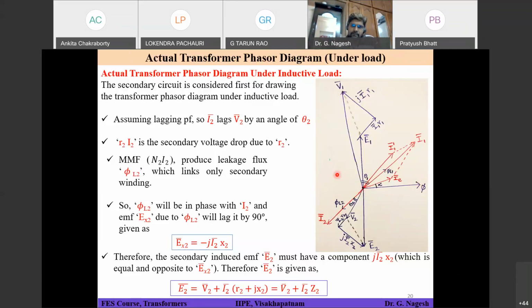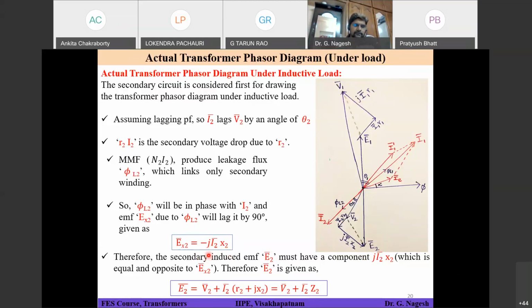So minus J will be projected here, and you know E2 is a voltage generated, because if you see in the expression, we have taken minus N dφ by dt, considering that E2 is the voltage source. Similarly, flux φL2, which is given as minus J into I2 x2, will also be a voltage source. If you want to convert into a voltage drop, you have to multiply with minus sign. So minus of minus will become plus.